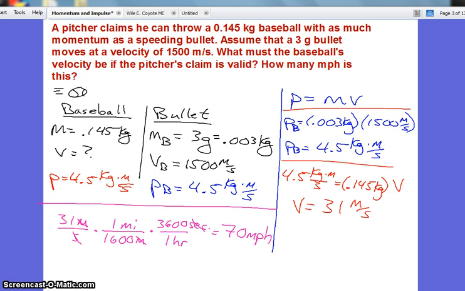So it is a valid claim in terms of professional sports. Pitchers can throw up to the high 90s, even some as much as 100 miles per hour. Even in high school, pitchers can typically pitch over 70 miles per hour. So it has a lot of momentum when you think about it that way, so that's why we always want to wear helmets when we're playing baseball.